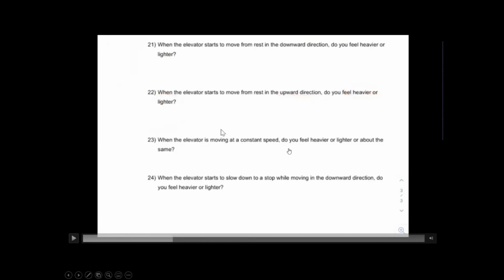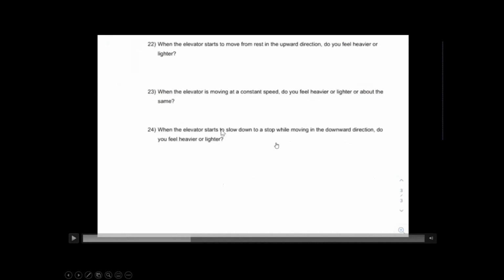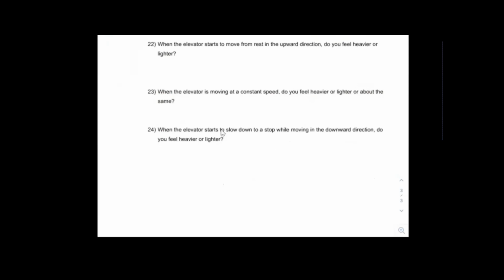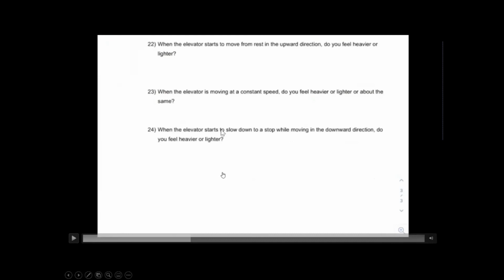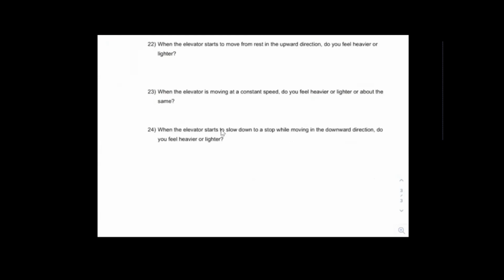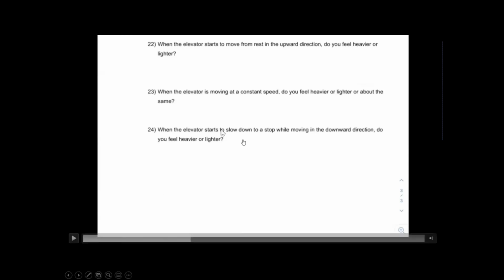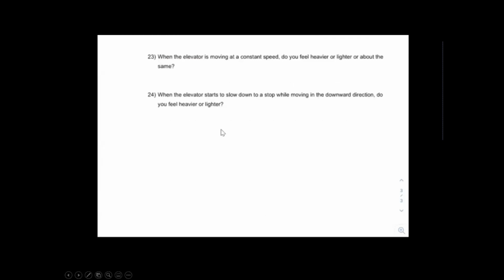When the elevator is moving at a constant speed, do you feel heavier, lighter, about the same? So you will feel about the same because once again, your body is going to offer resistance to change of motion, but then again, there's no change of motion here, so that's inertia. So the definition of inertia: an object at rest will remain at rest, and an object in motion is going to remain in motion. So your body is going to keep on moving at a constant speed with the elevator. When the elevator starts to slow down to a stop while moving in the downward direction, do you feel heavier, lighter, about the same? You will feel heavier because your body wants to maintain its initial motion, so it's going to offer resistance to change of motion. And that resistance is going to appear as the extra weight on the scale.